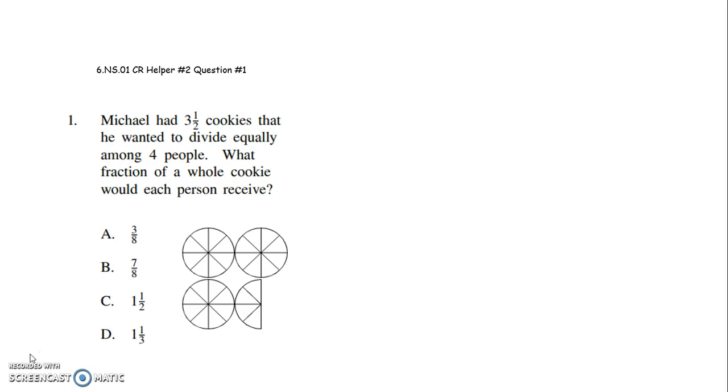Number 1, Michael had 3½ cookies that he wanted to divide equally among 4 people. What fraction of a whole cookie would each person receive? Okay, so let's just take a look. He has 3½ cookies. They're drawn out here beautifully: 1, 2, 3, and another half of a cookie. He wants to divide those cookies equally among 4 people.